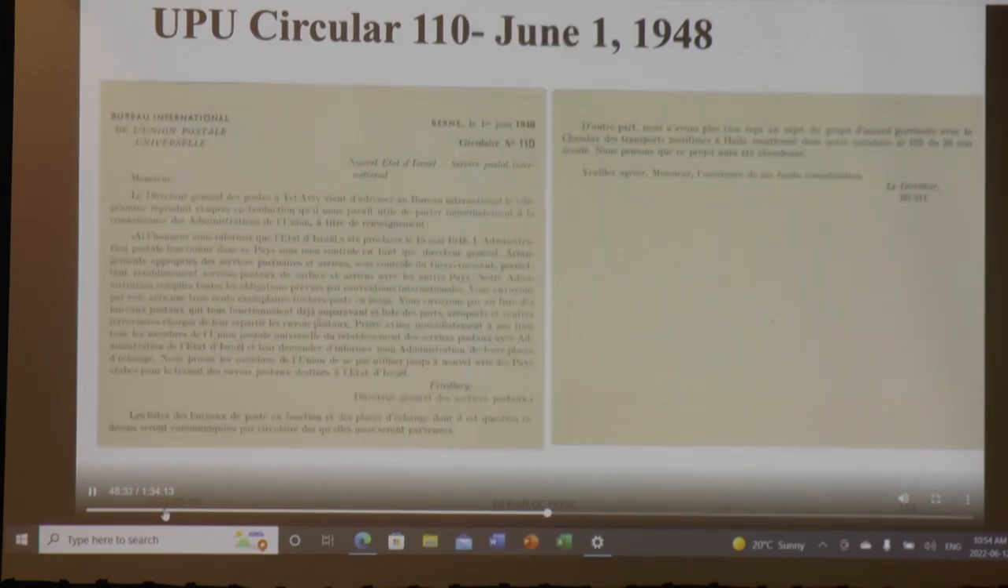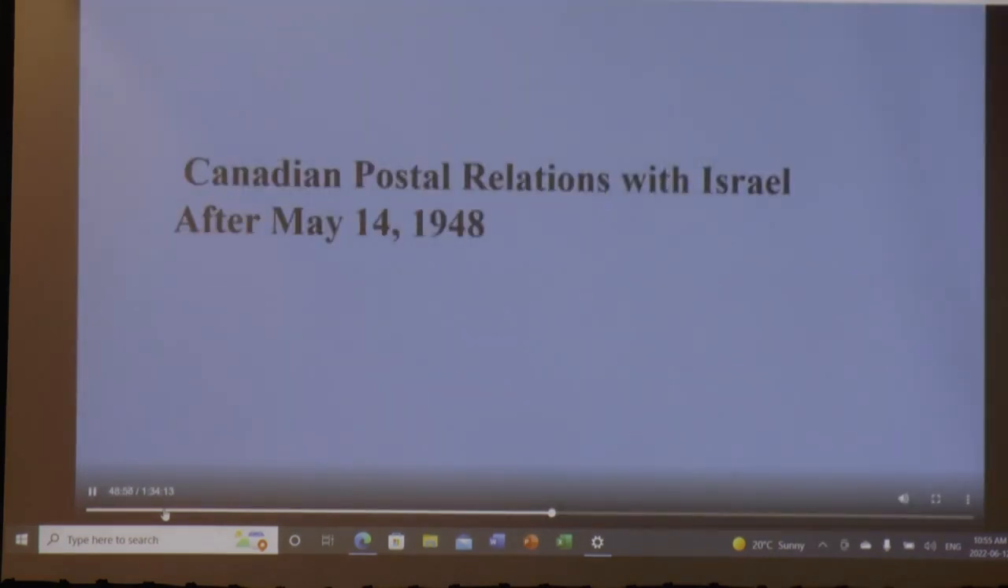But this was the controversial document issued by the Universal Postal Union on June the 1st, 1948. It says, New State of Israel, Service Postale Internationale, basically telling all the members of the Universal Postal Union, there's a new state of Israel out there. Well, if you think that everybody was happy that the Universal Postal Union issued this, you'd be very surprised.